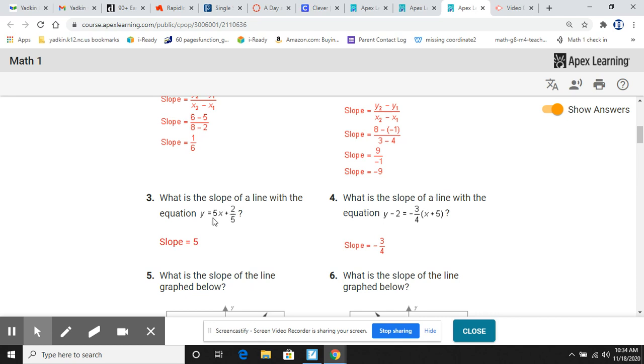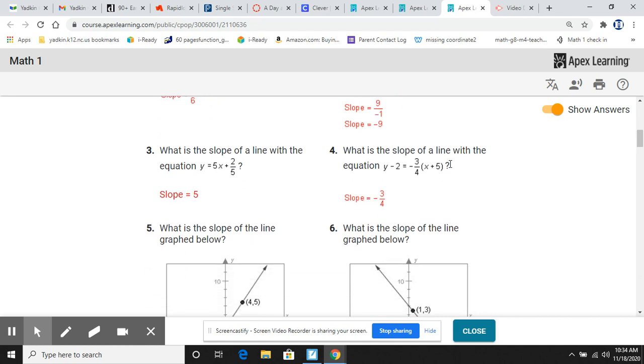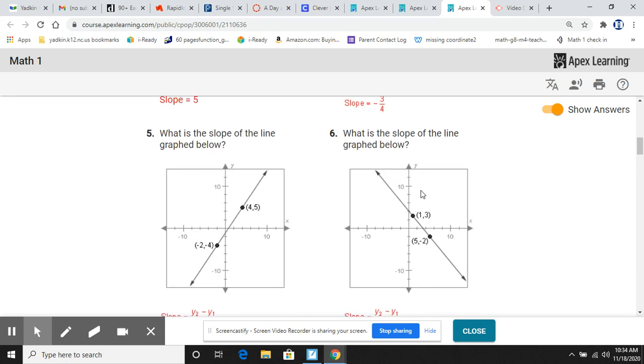With number 2, you look where the slope is. It's in front of the x. The slope is 5. Number 4, what is the slope of a line? This one's in point slope form. Your slope is right here, -3/4.